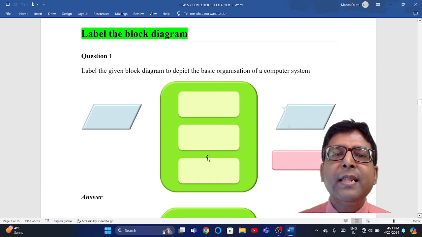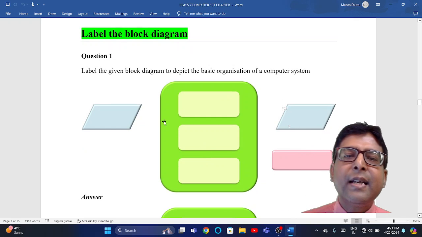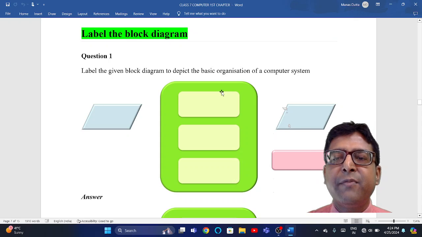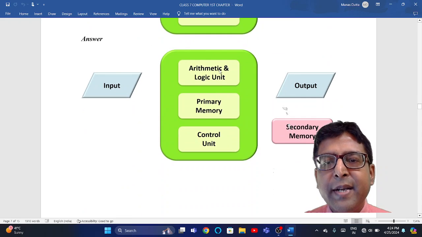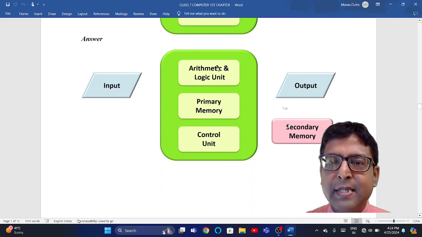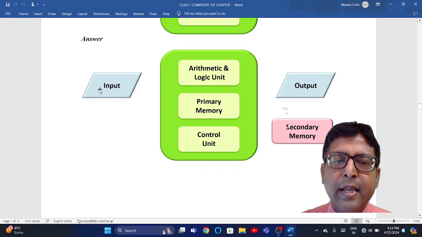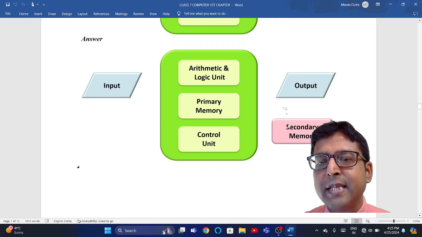Next question, label the block diagram. Here is a block diagram given. Label the given block diagram to depict the basic organization of a computer system. So answer will be arithmetic and logic unit, first part of the CPU, and primary memory and control unit, and left side input and right side output and secondary memory.